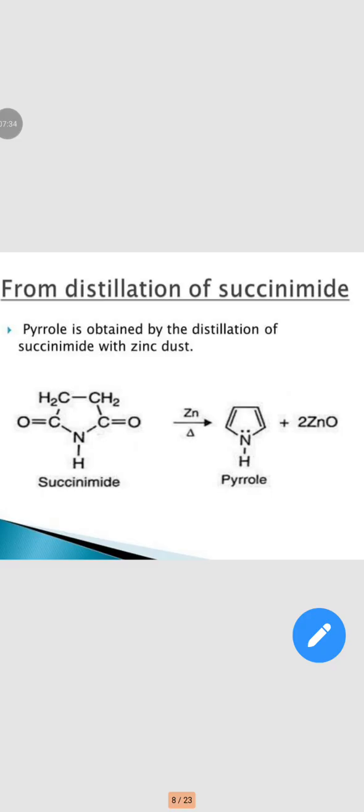So the fourth method is from distillation of succinamide. Pyrrole is obtained by the distillation of succinamide with zinc dust. Succinamide is heated with zinc dust to form pyrrole and zinc oxide.